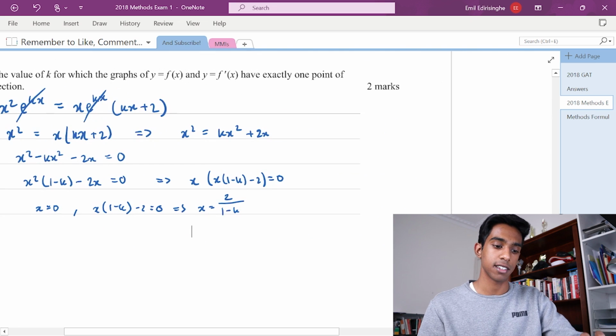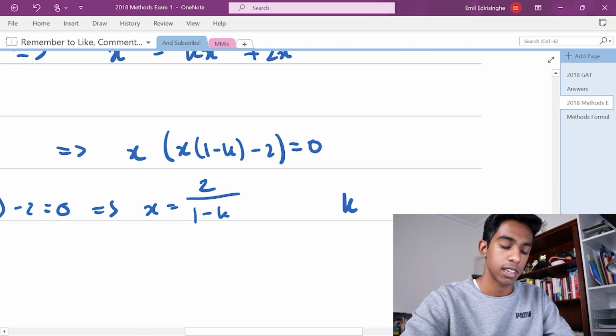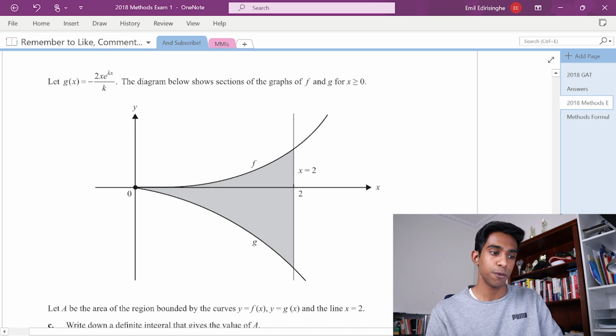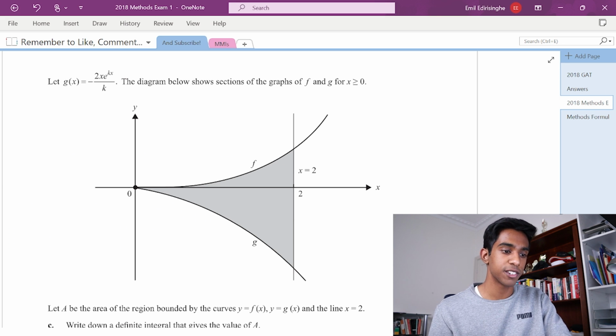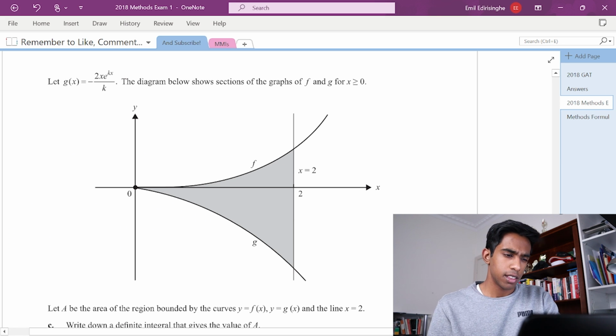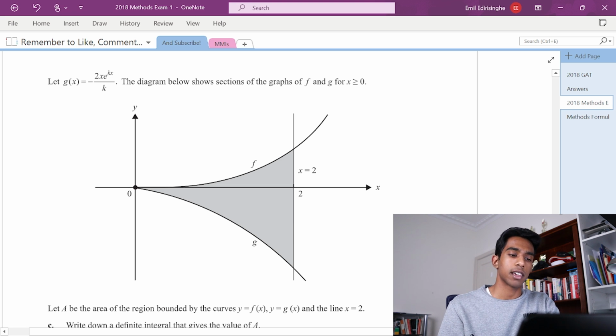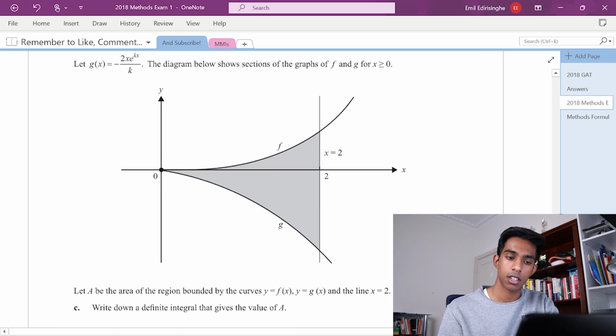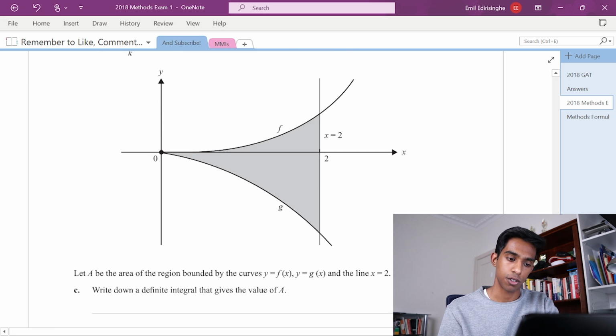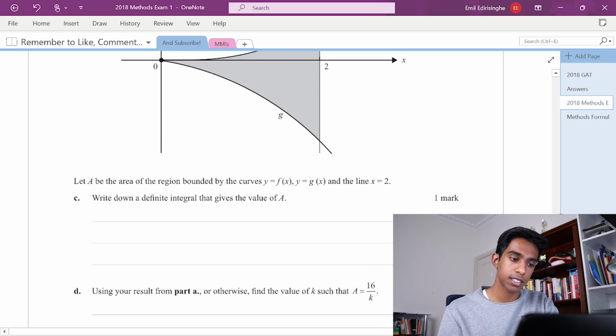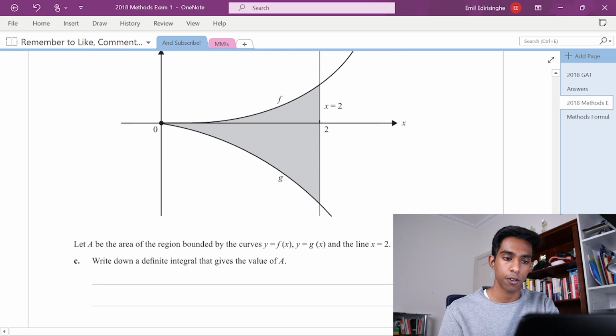So that gives us the answer, k equals 1. Okay, so now we'll move on to the next part of this equation. They give us a diagram and a new equation called g of x, which is negative 2x e to the kx on k. And it shows the sections of the graphs from 0 to 2. So they're asking us for the definite integral that gives the value of a.